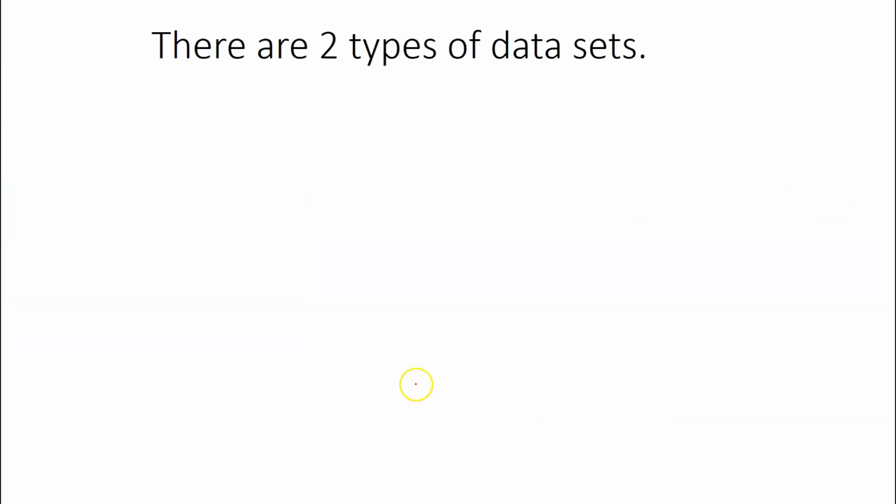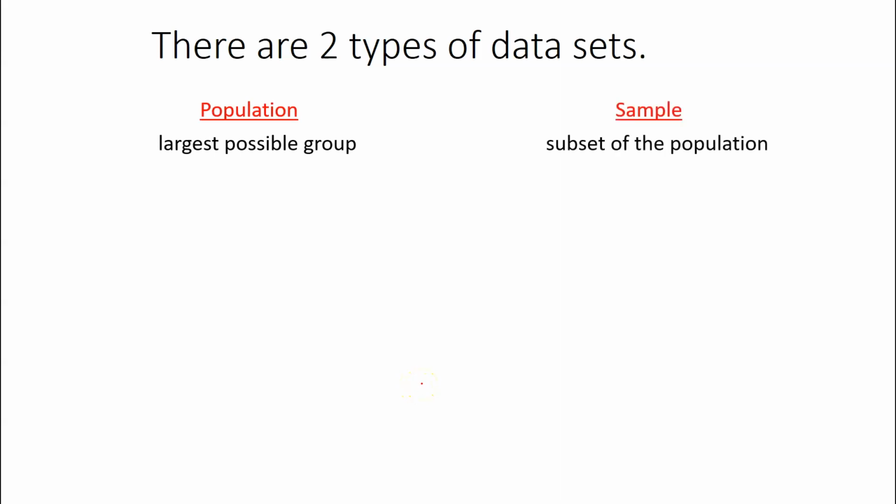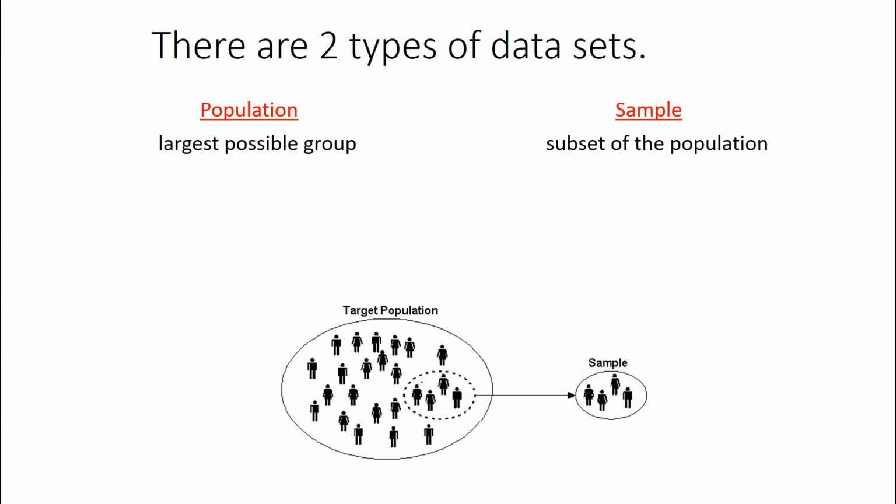There's two types of data sets. There's what's referred to as the population, which is the largest group possible. And then we've got samples, subsets of the population. Typically, population is difficult to get and expensive. So a lot of times when people are doing studies, they only do a sampling. But there's a lot of wrong ways to do a sampling.